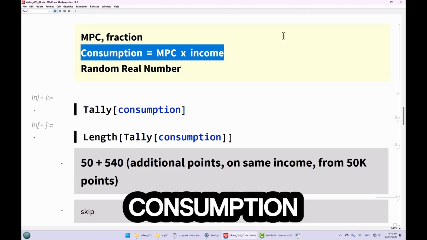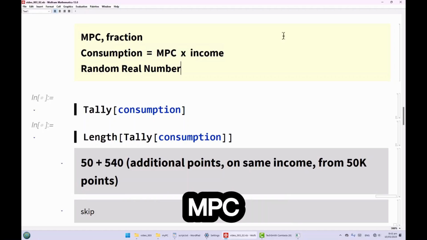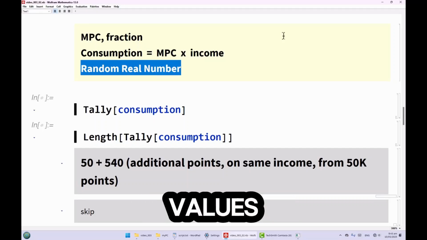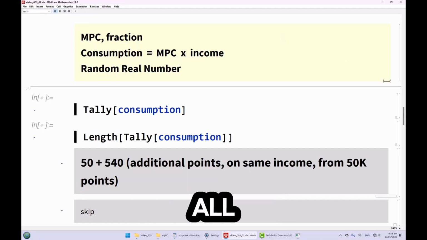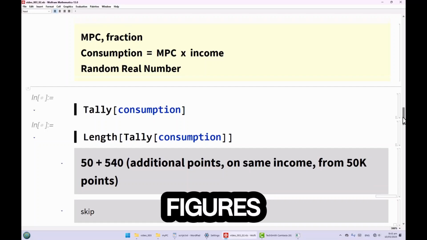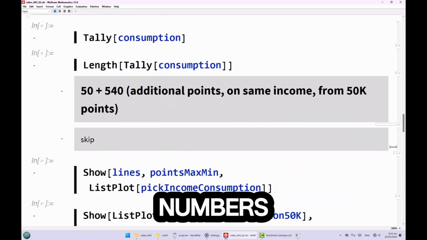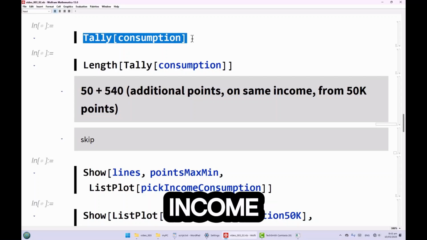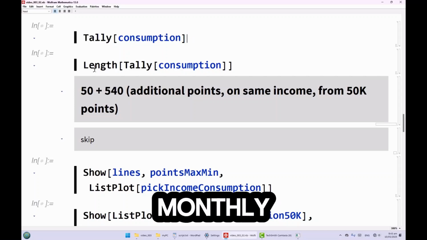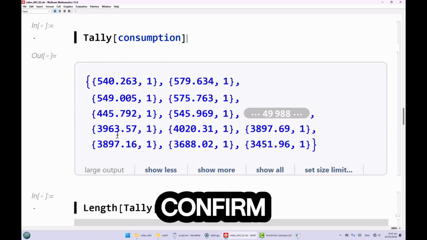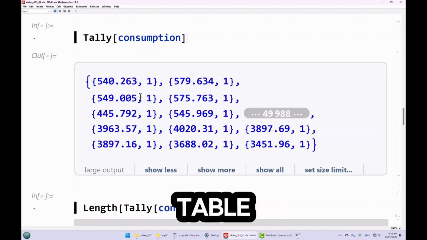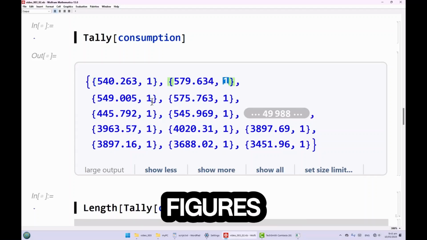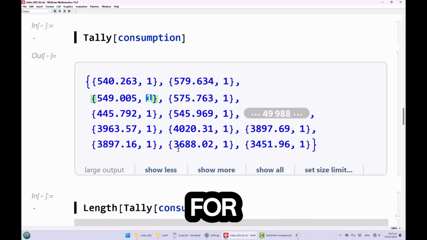In case of consumption, however, because of fractional MPC multiplier, the consumption figures are continuous values with fractions. So all 50,000 consumption figures are unique real numbers. It means that there are instances for households with same monthly income having different monthly consumption. To confirm, we can look at frequency table by using tally function. All the consumption figures are unique. Tally is one for all.